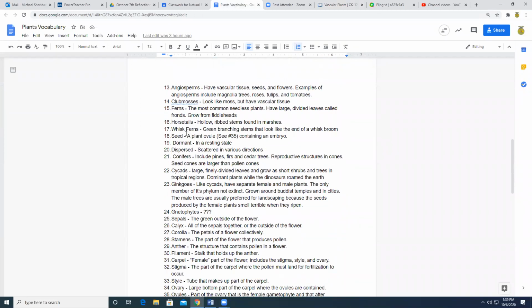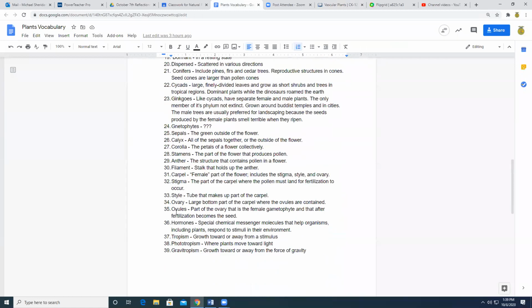Then we move into seeds. When I was making this, the definition of a seed that they use, when we're talking about seed dispersal, was a plant ovule containing an embryo, which is great unless you don't know what an ovule is. Further down here, we did define ovule later, which is the part of the ovary that is the female gametophyte, and that after fertilization becomes the seed. So this is the female part of the plant that after fertilization becomes the seed. That's what we're talking about.